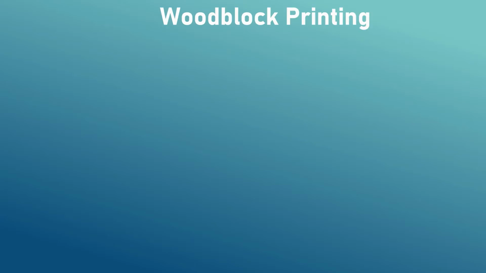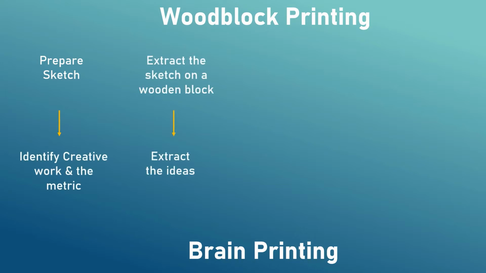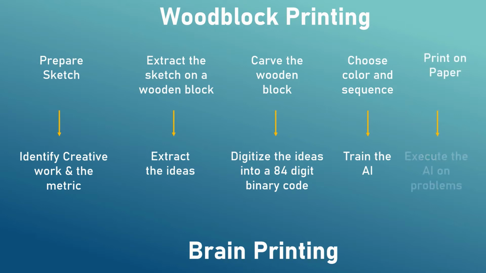Brain printing works very similarly to the woodblock printing technique, where we identify a creative work and extract the key ideas, like how we trace the sketch of an artist on a wooden block. We then convert these ideas into an 84-digit code by mapping them to standard change principles on a space-time coordinate. By taking the 84-digit code as the input and the end goal of the artist as the output, the AI model is then trained. From there on, every time the AI recognizes a problem with the same goal, it will tap into the creativity of the artist.